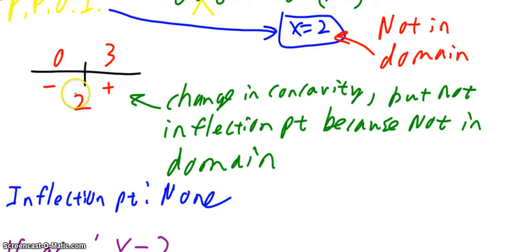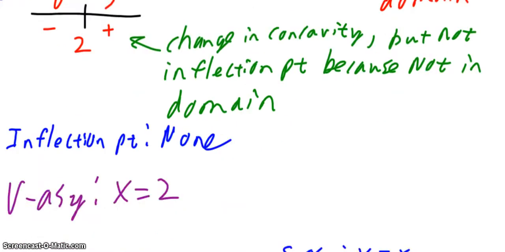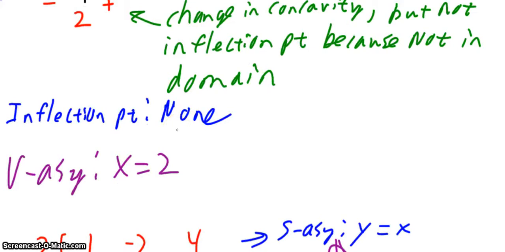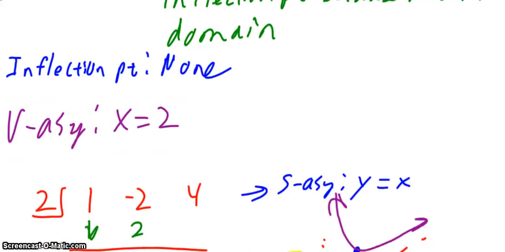the concavity chart for the second derivative, because although 2 is not going to be an inflection point, it still tells me the concavity to the left of that and to the right of that. So that can be useful information. So there is a change in concavity, but it is not an inflection point. So for inflection point we put none. Vertical asymptote is at x equals 2.